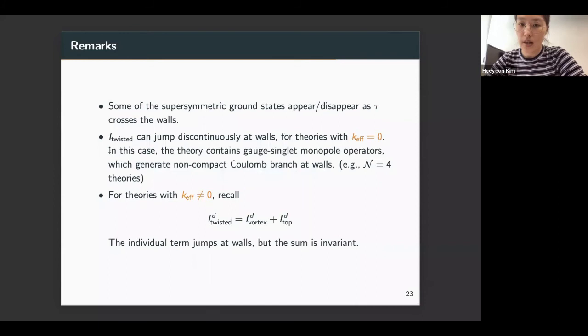So for example, the 3D N=4 theories, the class of theories that we discussed in the first part of the talk, fall exactly into this class where k effective is zero. Therefore there could be some non-trivial wall crossing phenomena for this invariant here. What happens for theories with k effective non-zero is the following. We recall that this twisted index can be written as a sum of a contribution from the vortex moduli space and a contribution from the topological vacuum. Each of these terms can jump at worst, but the sum of these two is always invariant under the deformation of tau.